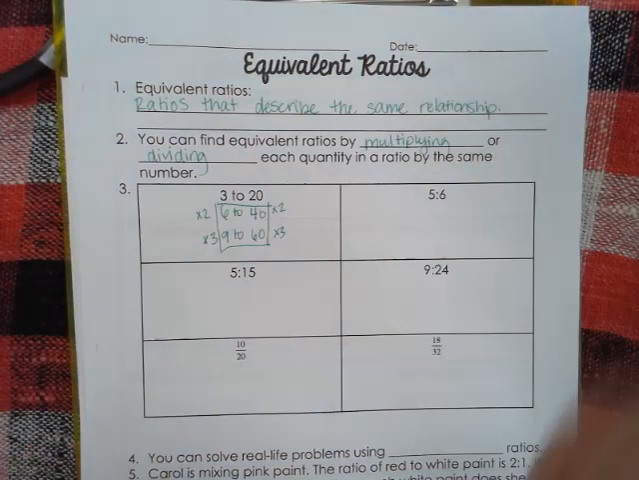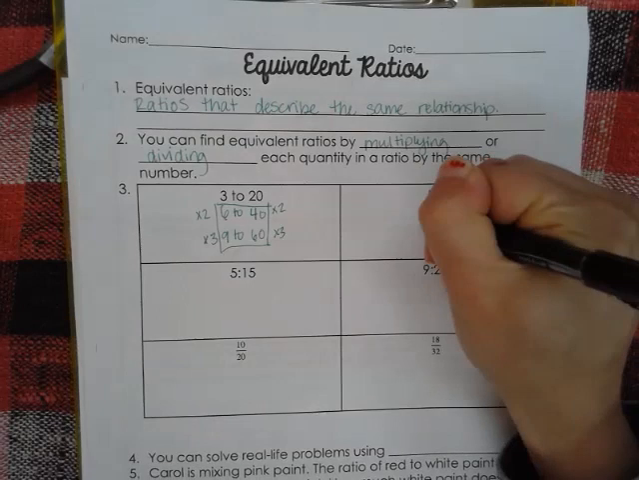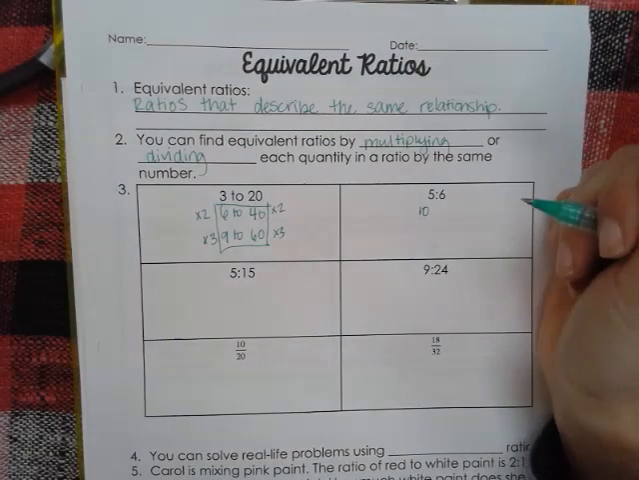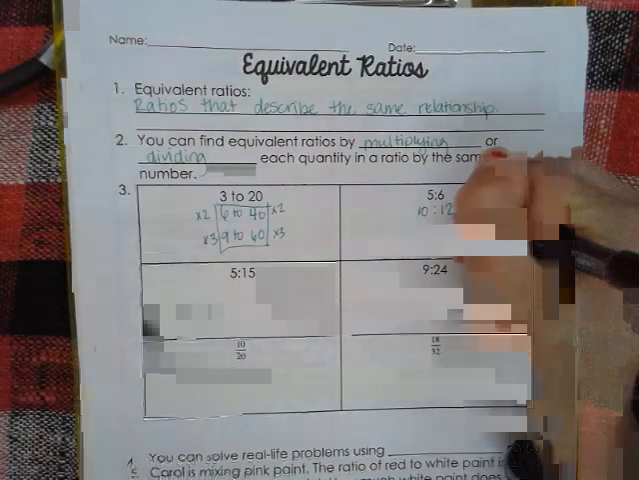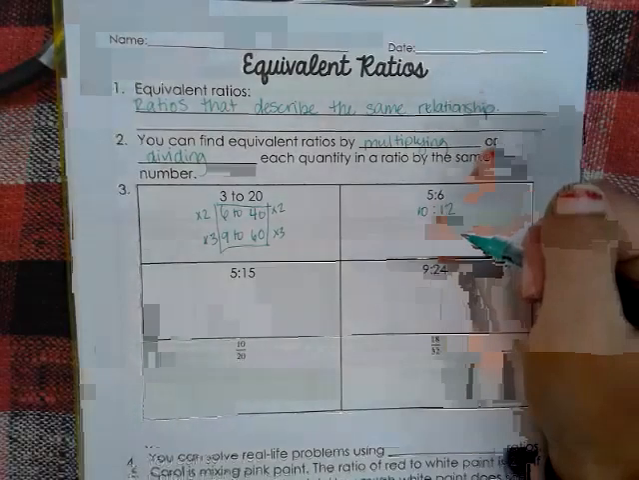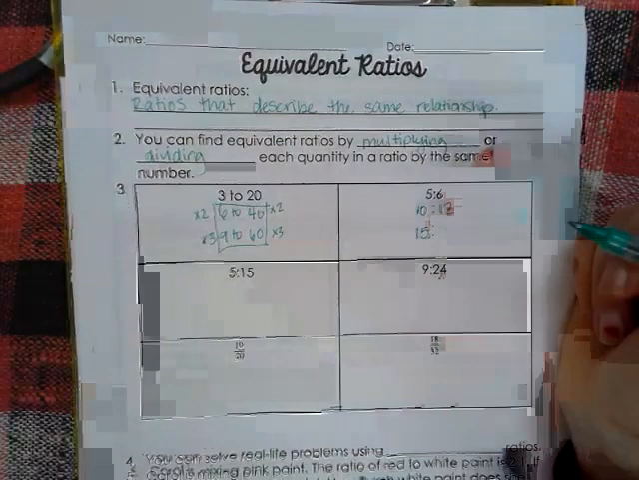Okay, we have 5 to 6. So again, I'm just going to stick with multiplying by 2 and multiplying by 3. So 5 times 2 is 10, and 6 times 2 is 12. Then I'm going to multiply both of these by 3, so 5 times 3 is 15, and 6 times 3 is 18.